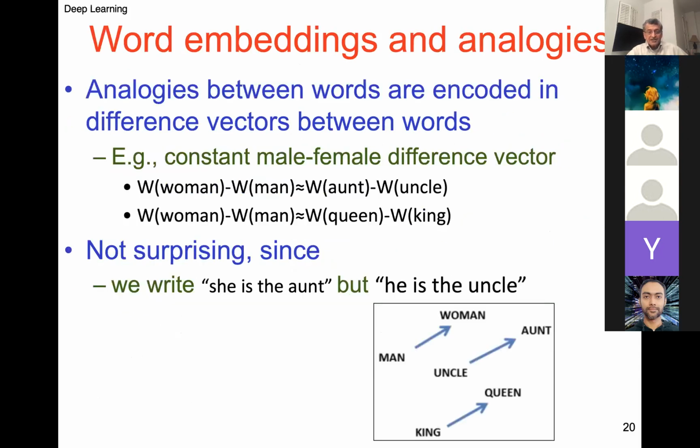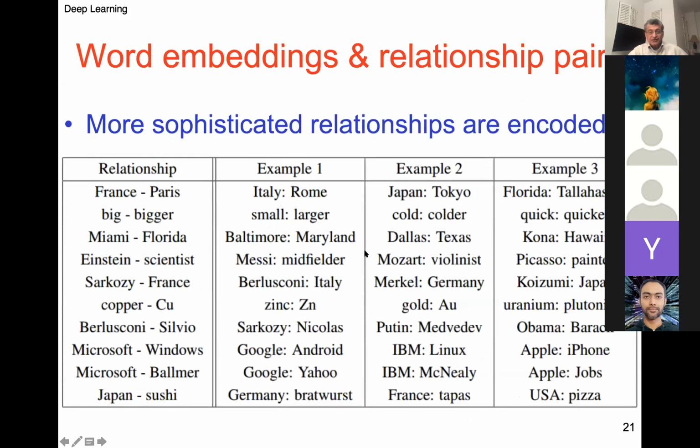Word embeddings and analogies. Analogies between words are encoded in difference vectors between words. For example, a constant male-female difference vector. The word vector for woman minus the word vector for man is similar to the word vector for aunt minus the word vector for uncle. The difference between woman and man is also similar to the difference between queen and king. Not surprising, since we write "she is the aunt" but "he is the uncle." So we say from man to woman, the distance between them in vector space is similar to the distance between uncle and aunt, between king and queen, and so on. It is learning that analogy. Isn't that amazing?